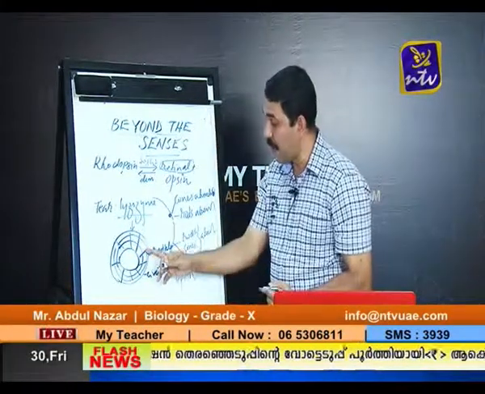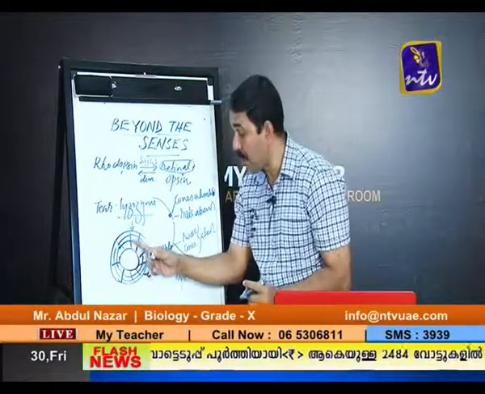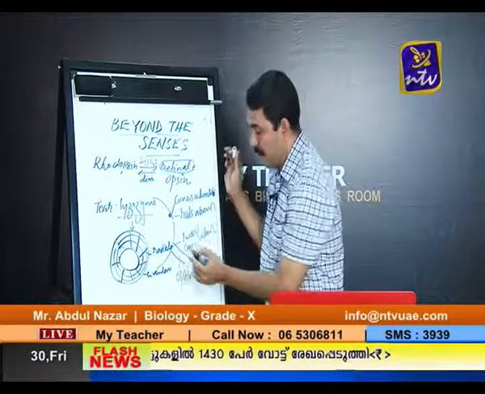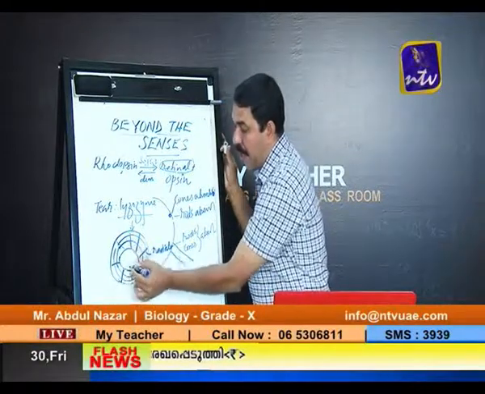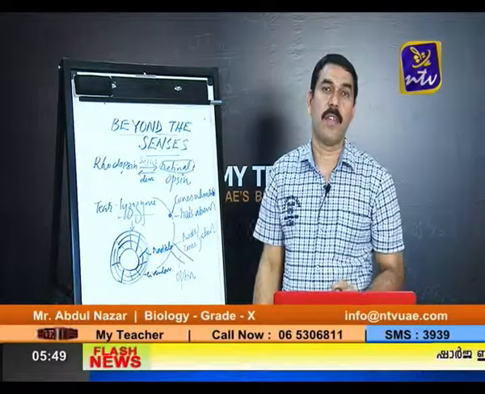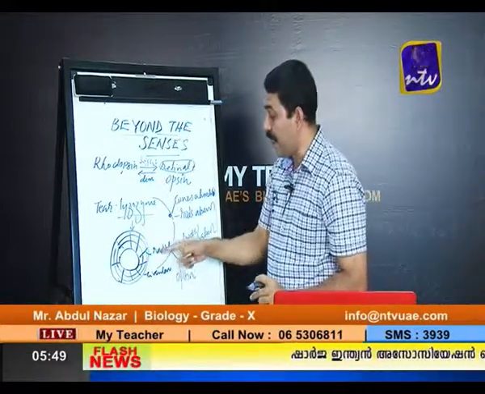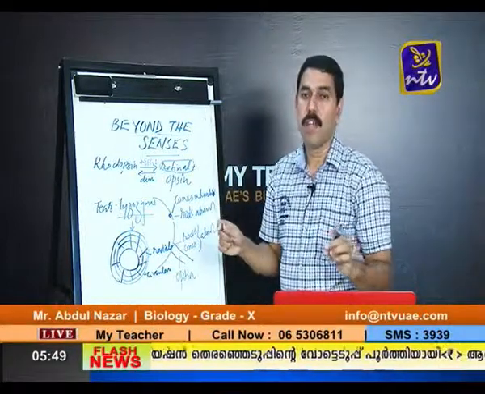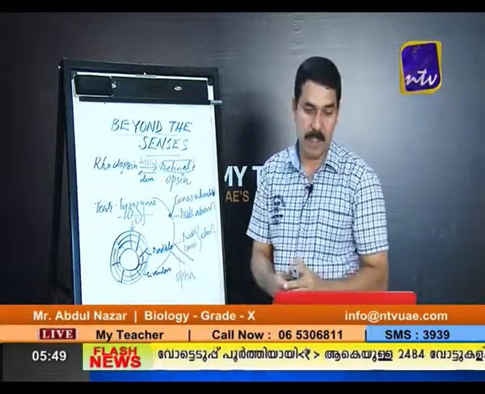So the size of the pupil can be regulated with the help of these two muscles. When we are walking in bright light, the size of the pupil decreases because of the contraction of the circular muscles. But when you are walking in dim light, the size of the pupil increases. It is because of the contraction of the radial muscles.